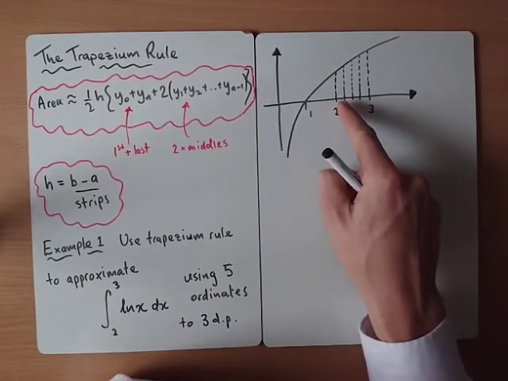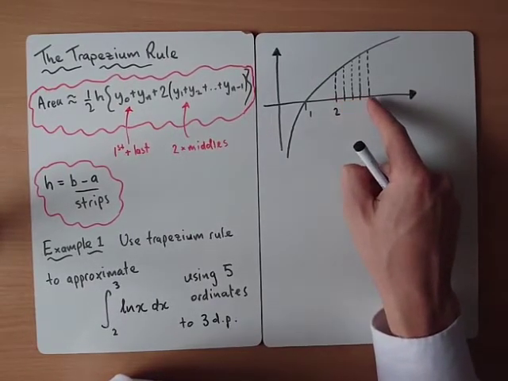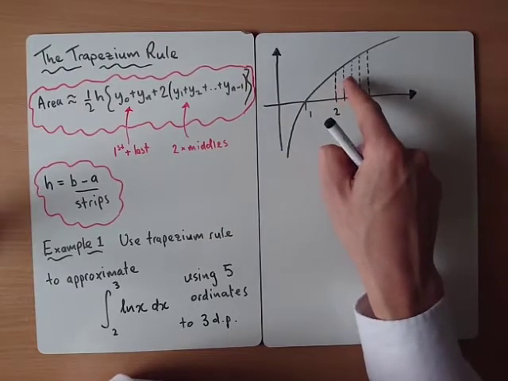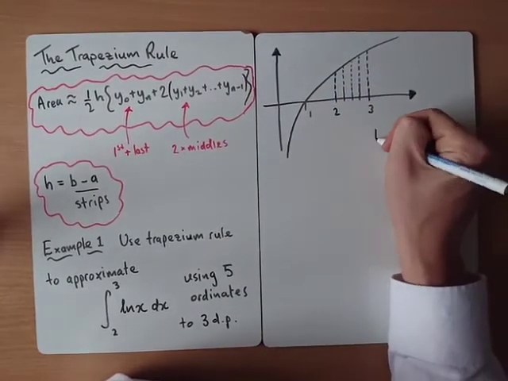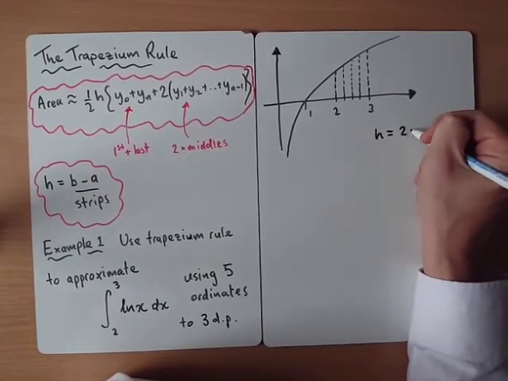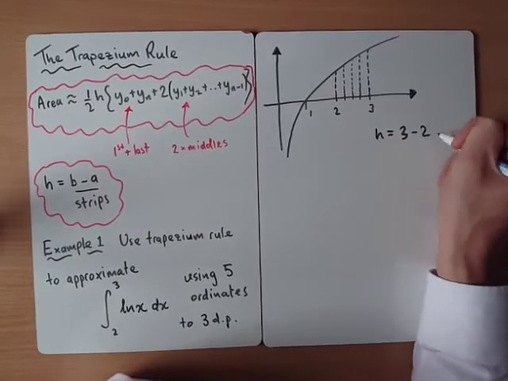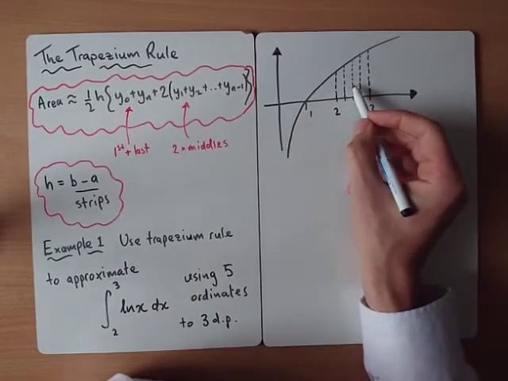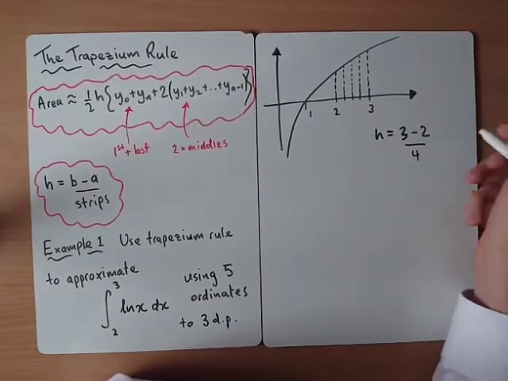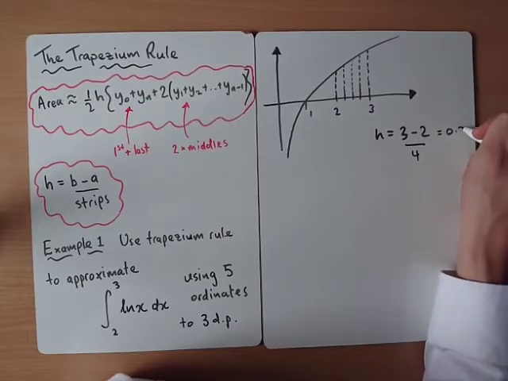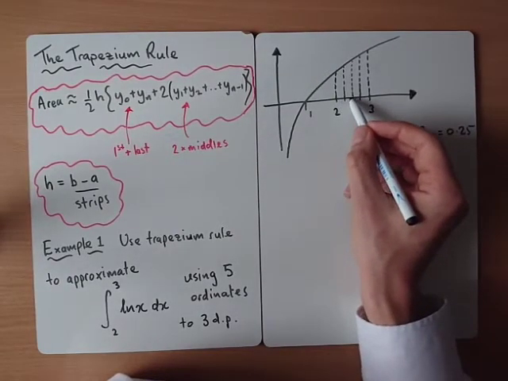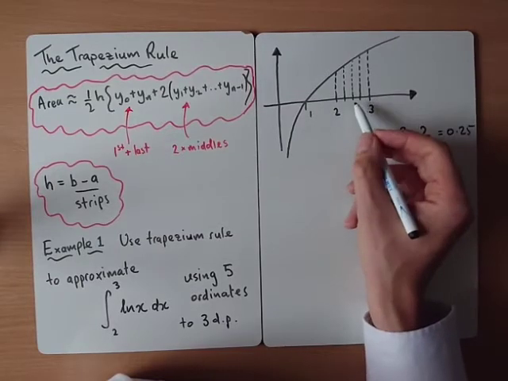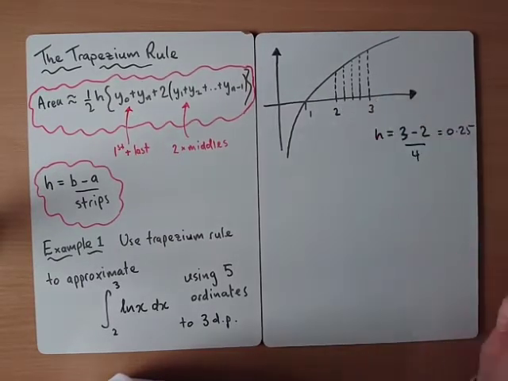So if you think about it, if we're using 1, 2, 3, 4, 5 ordinates, there's going to be 1, 2, 3, 4 strips. Okay, so if you wanted to think about what h is, you could do 3 minus 2 divided by the number of strips, which is 4. And you can see that we're going up. In this question, h is just 0.25. So you're going up in 0.25s each time, and we're starting at 2, we're ending at 3.